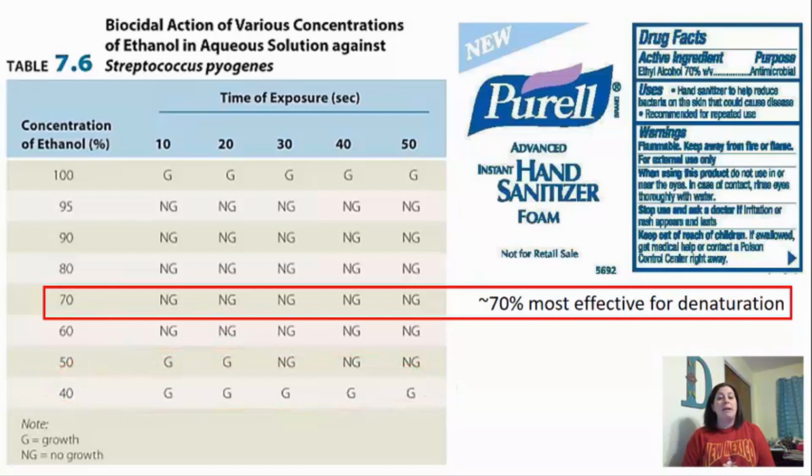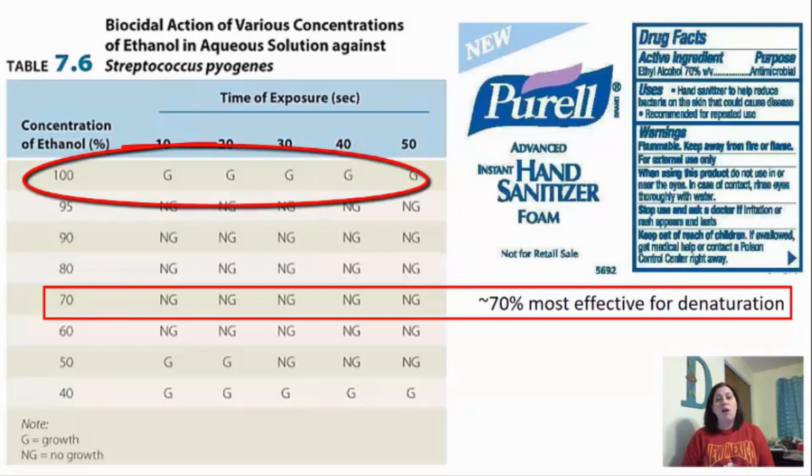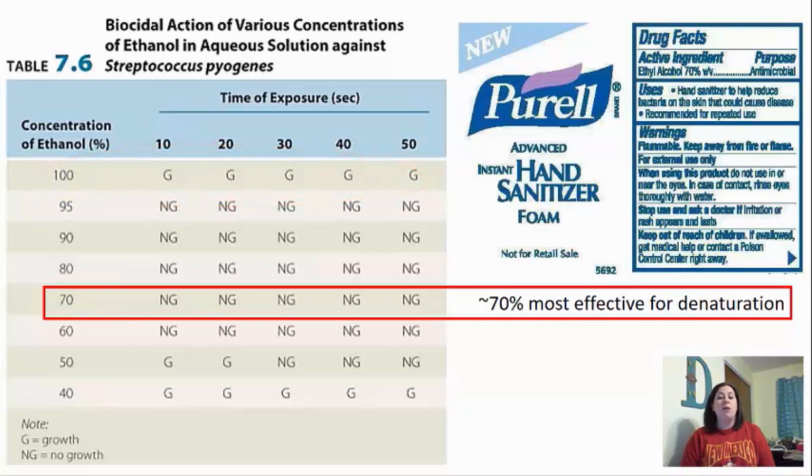No growth starts to happen at 50% if it's been left on for 30 seconds or longer. If you look here also at the 100%, if you use 100% ethanol, there's growth with the time of exposure. And so 70% has been found to be the most effective percentage for denaturing the proteins. This is why most of these products on the market are normally a 70% ethanol concentration. The reason this percentage is less than 100% is that in order for denaturation to take place in the proteins, water has to be present. And if it's 100% ethanol, there's no water present.